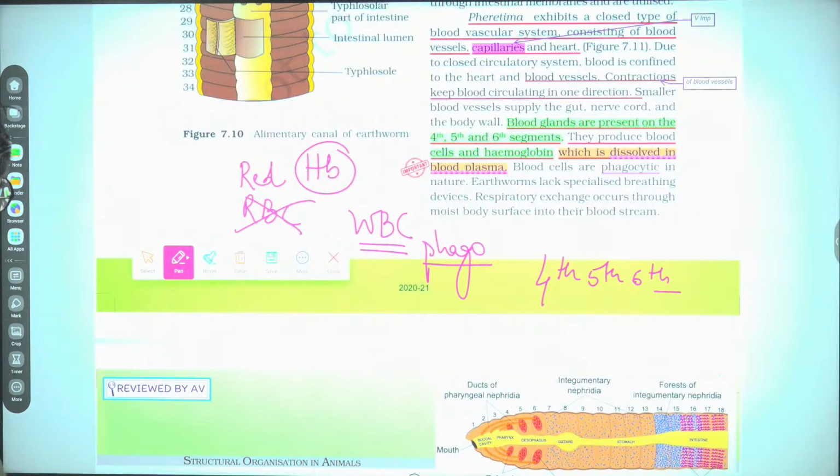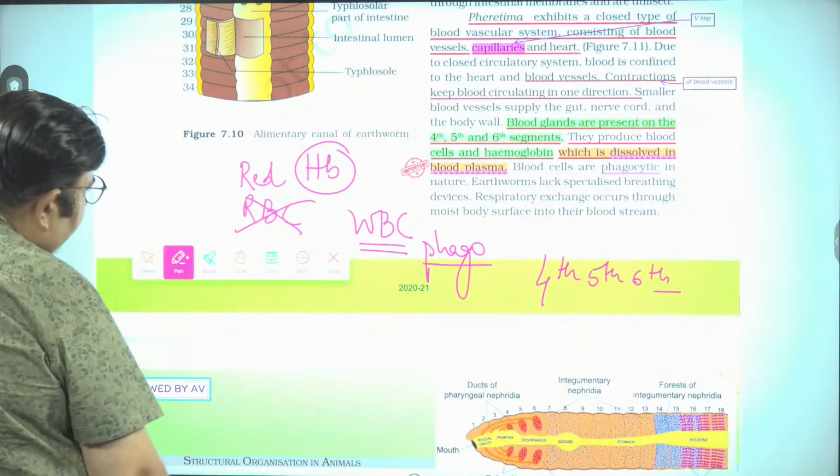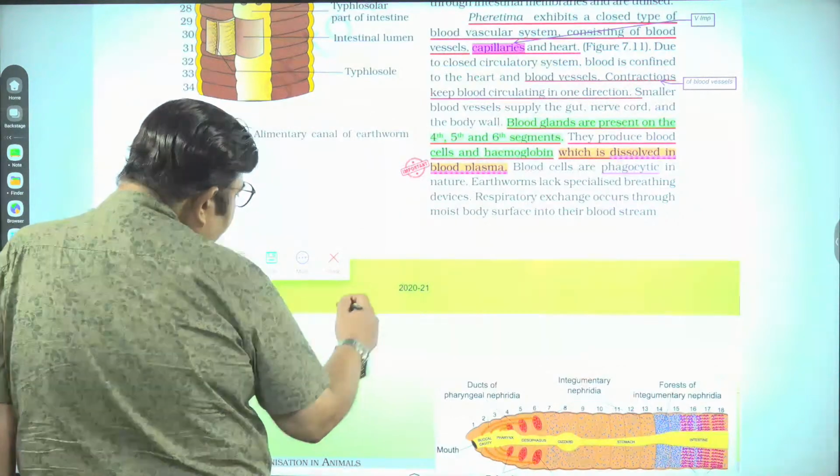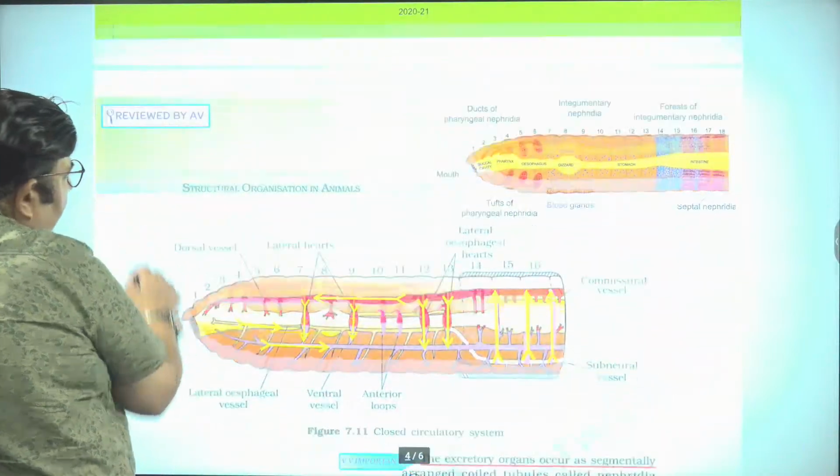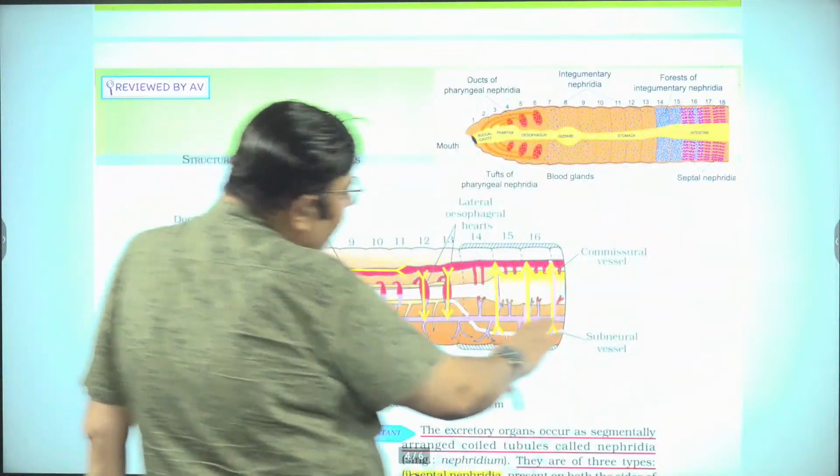Dear children, smaller blood vessels supply the gut, nerve cord, and the body wall. Blood glands are present on the 4th, 5th, and 6th segments. They produce blood cells and hemoglobin, which is dissolved in blood plasma. Blood cells are phagocytic in nature. Earthworms lack a specialized breathing device. Respiratory exchange occurs through the moist body surface into their bloodstream. Remember that they respire through the moist cuticle. Dear children, this is more than enough, not required.